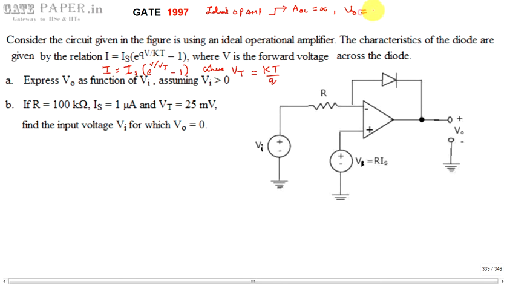Output voltage V0 is expressed as the open loop gain times the input differential voltage, so VID is equal to V0 divided by AOL. AOL is infinite, so V0 by infinite becomes 0. VID is 0. VID is nothing but the input differential voltage, the difference between the input voltages, that is, the voltage at the non-inverting terminal minus the voltage at the inverting terminal, which is equal to 0. That gives rise to V plus is equal to V minus.